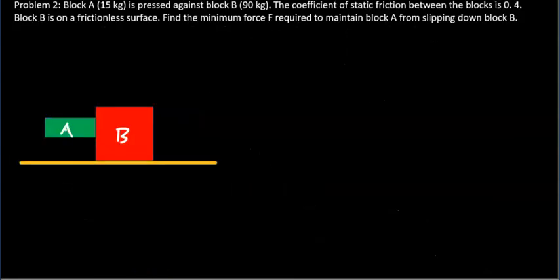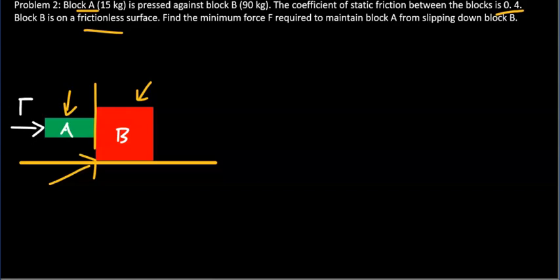Let's look at a slightly challenging problem. Block A, that's this block, with mass 15 kg is pressed against block B with mass 90 kg. The coefficient of static friction between the blocks, which means along that line, is 0.4. Block B is on a frictionless surface, so that means this surface is frictionless. Find the minimum force F that was applied like that on A that is required to maintain block A from slipping down block B.